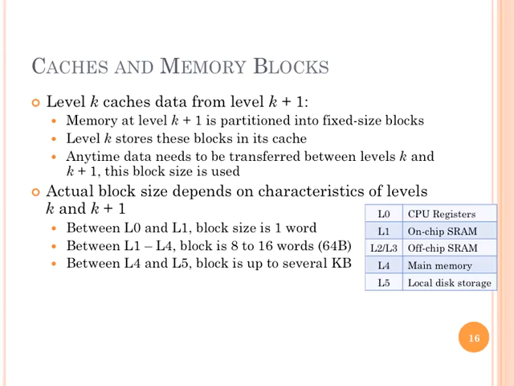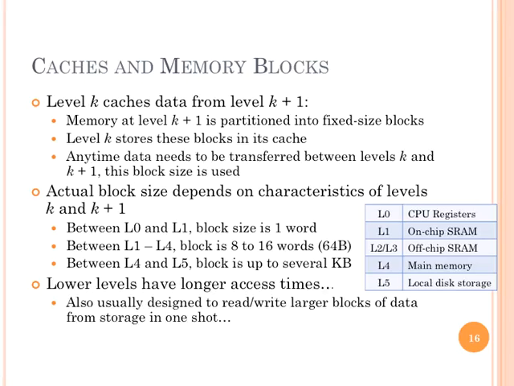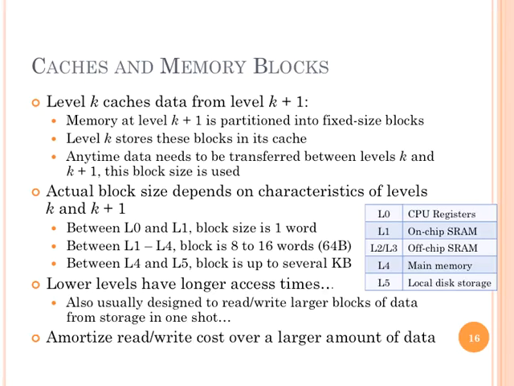And then L4 and L5, so we're talking DRAM to disk, it's typically 4 kilobytes to 8 kilobytes tends to be the size. And again, if you think about it, reading 1 byte from disk is slow. But reading 4 kilobytes is only incrementally slower, just a slight tad slower. So why not just read several kilobytes at once? So like I say here, we amortize that read-write cost over a larger amount of data.